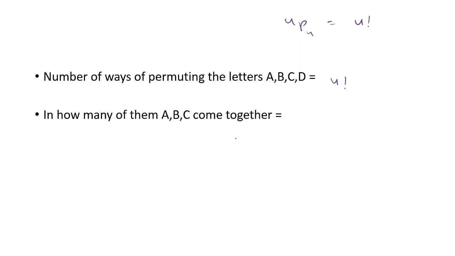So whenever you see a constraint like coming together, what you have to do is tie up ABC. If you tie up ABC, then we have two units: ABC is one unit and D is the other unit. Therefore, the number of arrangements in which ABC come together is equal to 2 factorial times 3 factorial. Why we have this 2 factorial: we can arrange these two units in 2 factorial ways, and we can arrange ABC within this one unit in 3 factorial ways. Therefore, the total number of arrangements is 2 factorial times 3 factorial. So you should not forget this problem.